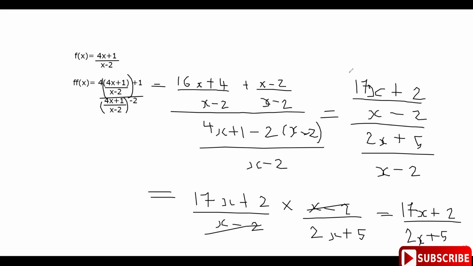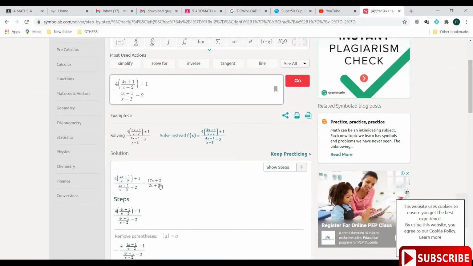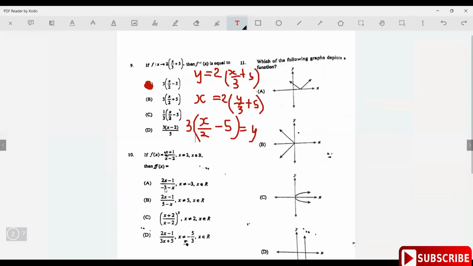All right, you might say maybe I made a mistake. No, sir didn't make any mistake. Right here, this is an app, Symbolab. Symbolab worked it out for us as well: 17x plus 2 over 2x plus 5. That is not right there, and there's no way any of these can be simplified to any of the options given around here. We cannot simplify 17x to any of these.